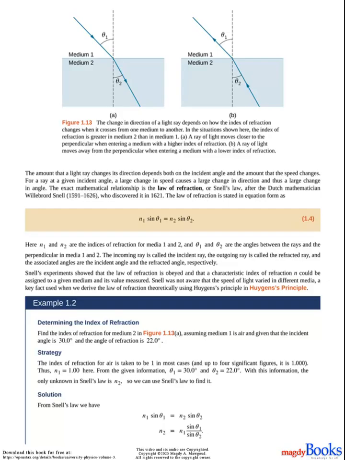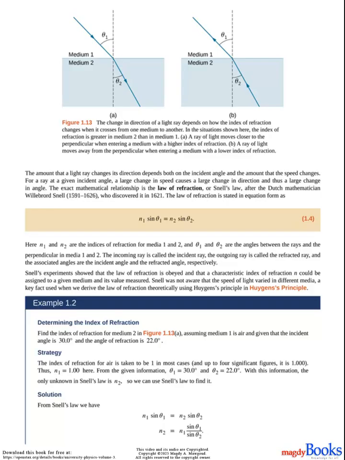The amount that a light ray changes its direction depends both on the incident angle and the amount that the speed changes. For a ray at a given incident angle, a large change in speed causes a large change in direction and thus a large change in angle. The exact mathematical relationship is the law of refraction, or Snell's law, after the Dutch mathematician Willebrord Snell, 1591 to 1626, who discovered it in 1621.